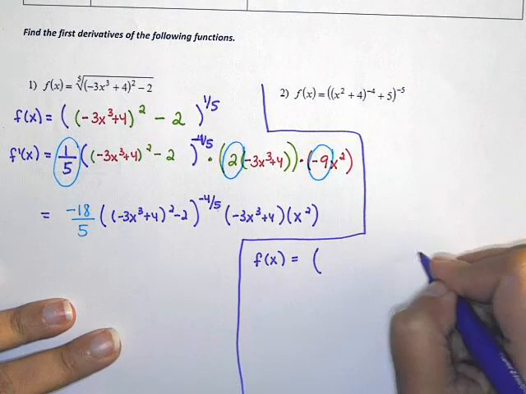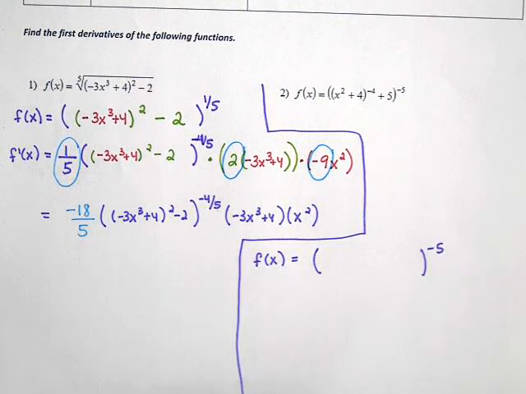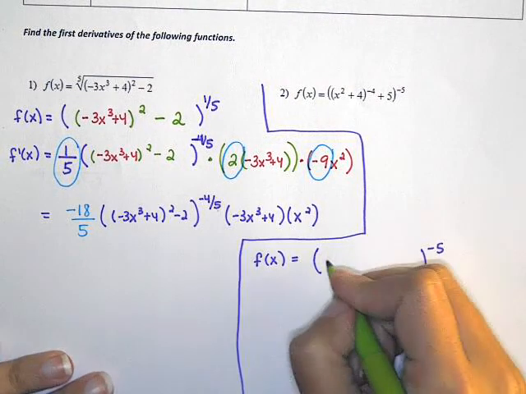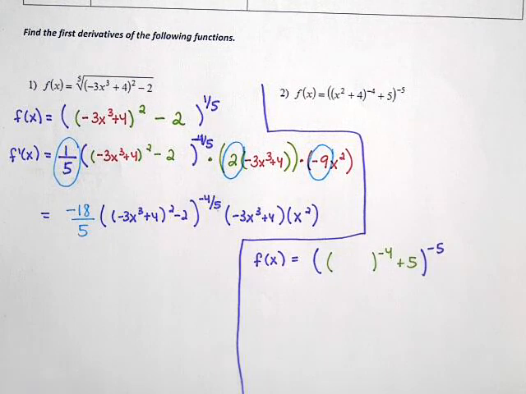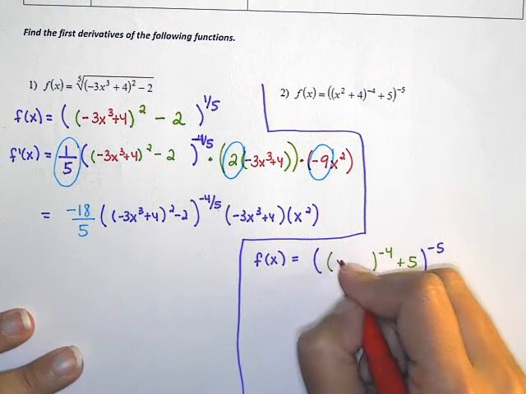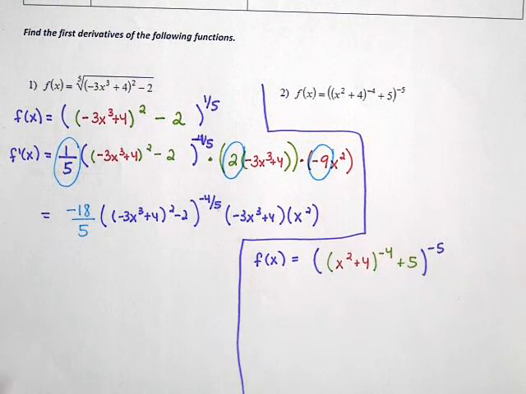So the outer layer would be a negative 5 power. Inside there, we have something to the negative 4 plus 5. And that something is x squared plus 4.